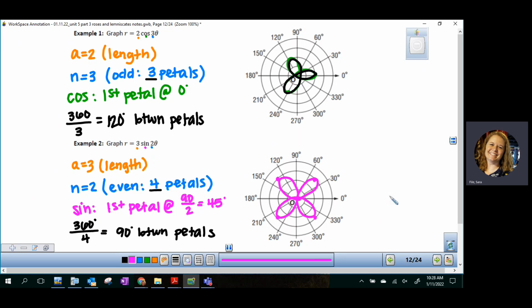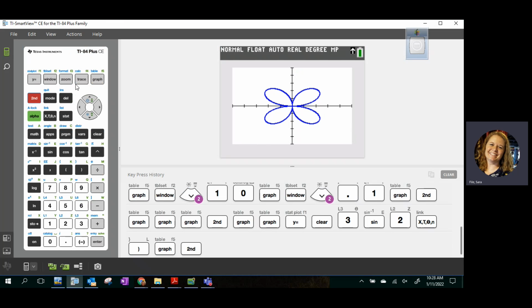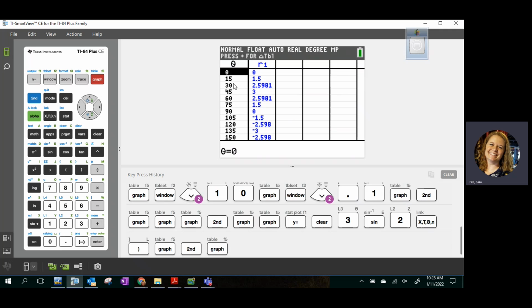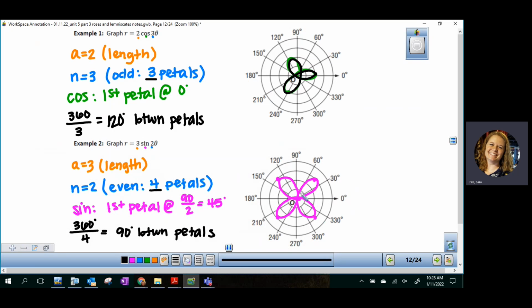Feel okay about roses? Okay, now again, if you wanted more points to make sure the width of your petals were correct, I'm going to show you again in the calculator real fast. You could go to your table and you could see, well, the tip of the petal's at 45, right? But at 30 and 60 on both sides of it, it's around 2.5, right? So I could have put at the 30 and 60, I could have gone 2.5. Oh, I did that pretty good. 2.5. It should have been up here a little bit more.